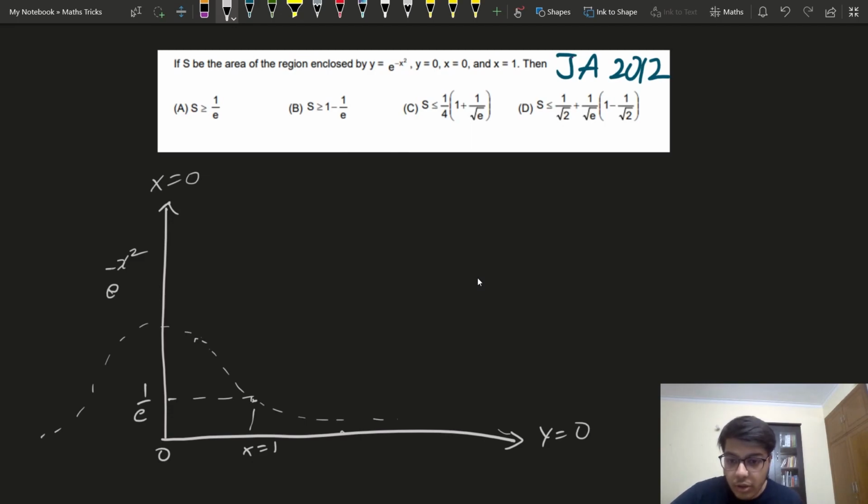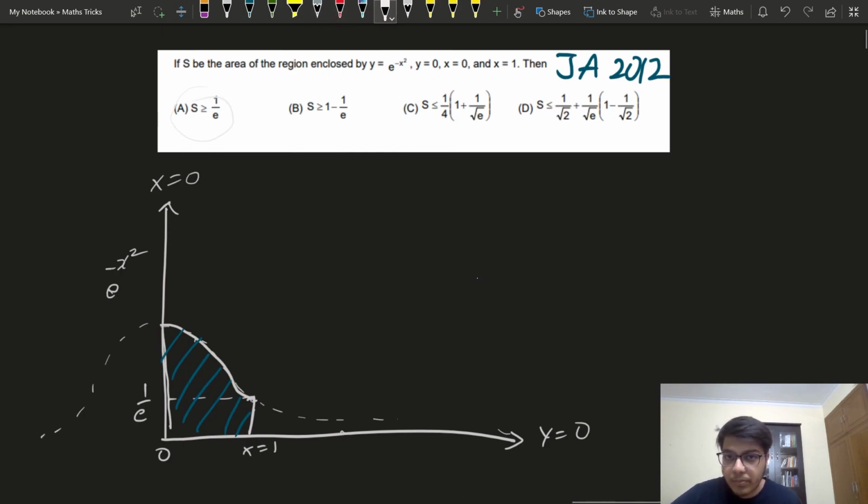Now let's look at the options one by one. S be the area enclosed by this graph, x equals 0, x equals 1, y equals 0. So basically this area. We're talking about this area. Let's look at the options one by one.